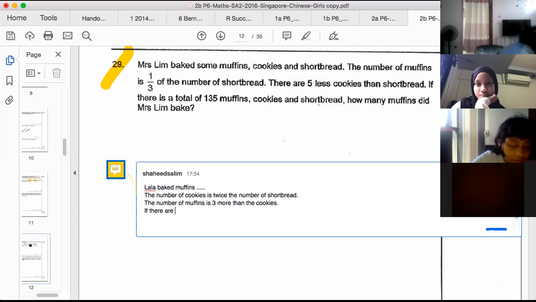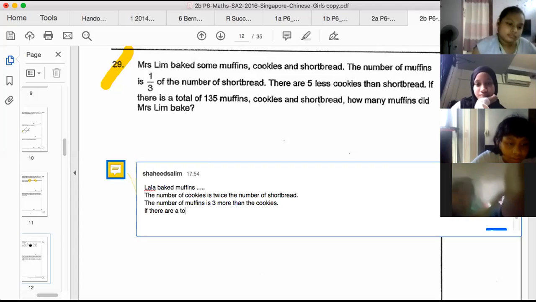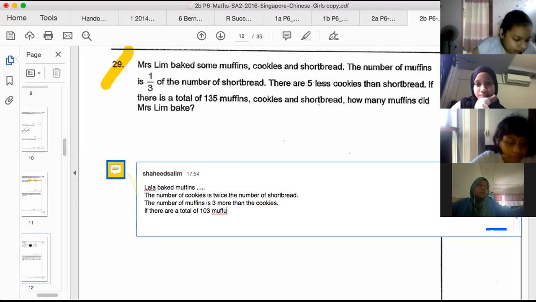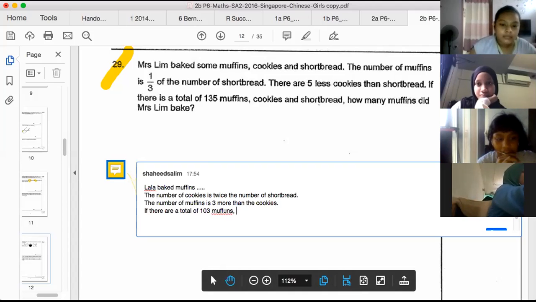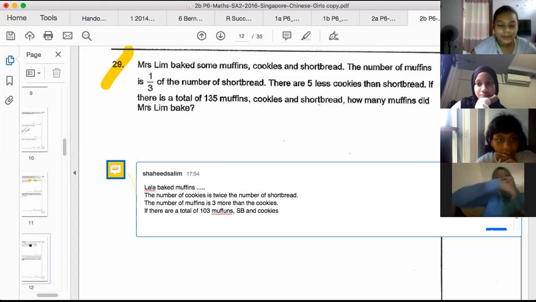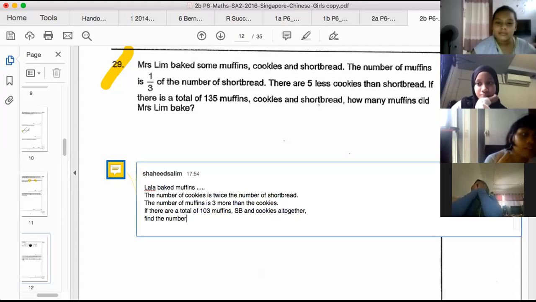Okay. Now, if there are a total of 103 muffins, shortbread and cookies all together. Now 3 more, not 3 less. I change slightly. Find the number of cookies.